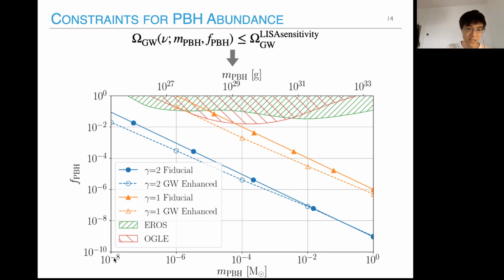And you can see we can constrain a wide range of mass of PBH from 10 to minus 8 to one solar mass. And for one solar mass, the constraints could be very stringent. So for the orange line, it is 10 to minus 6. If this is true, then I think the one solar mass primordial black hole can almost be excluded.